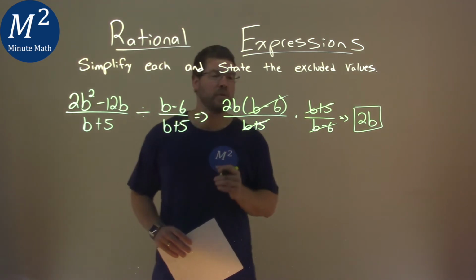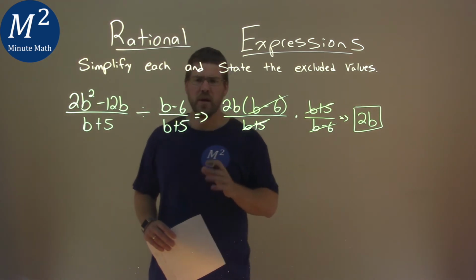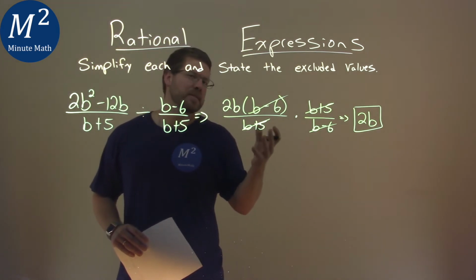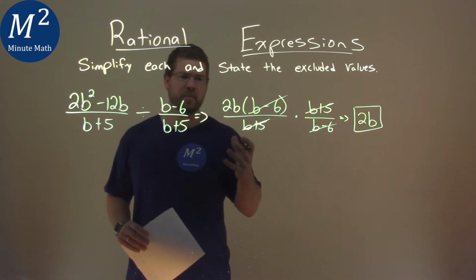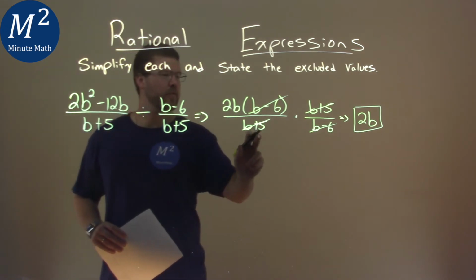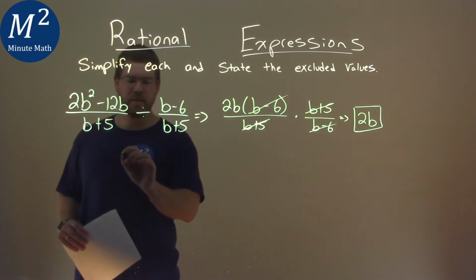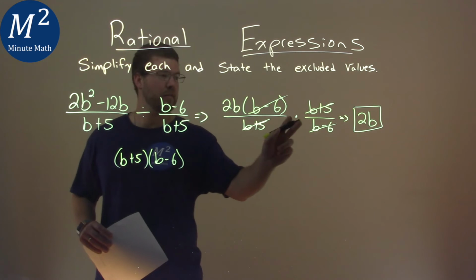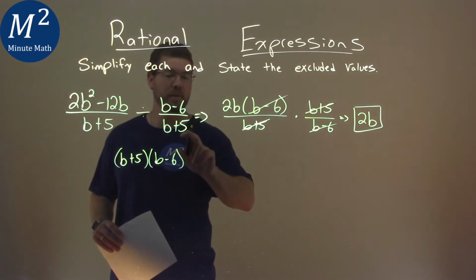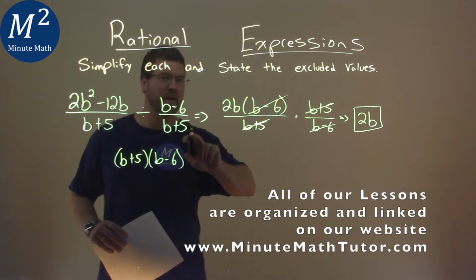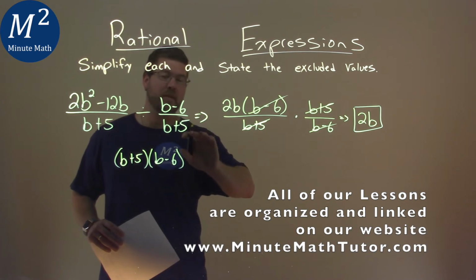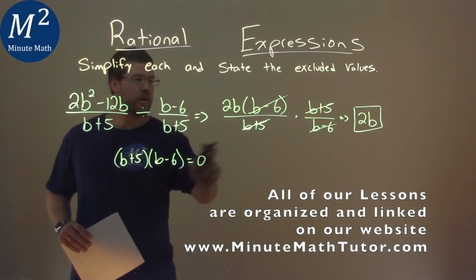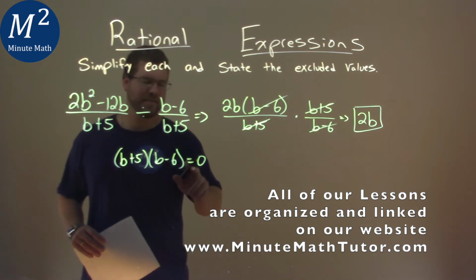We need to find the excluded values as well. So with rational expressions, the excluded values are the ones where the denominator is equal to 0, because we can't divide by 0. And that occurs at our b plus 5 times b minus 6. That's because when we're dividing, we're not dividing by the b plus 5. It's not going to be in the denominator, it flips up, so be careful with that.